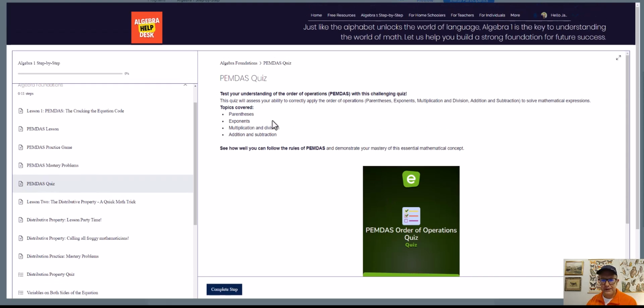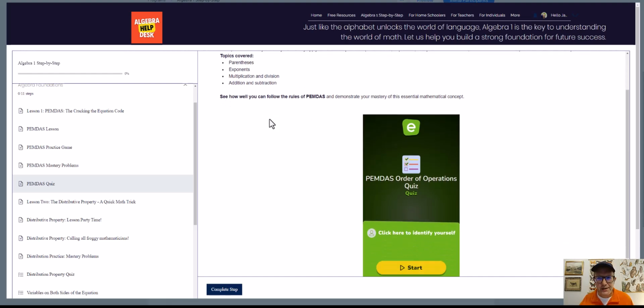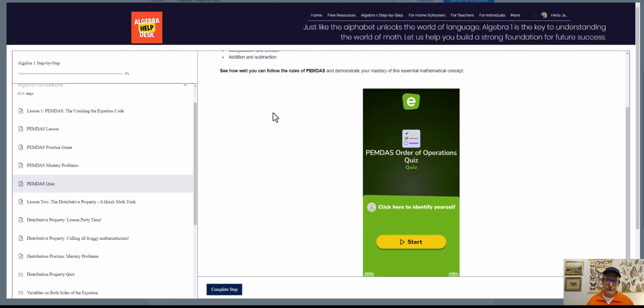So in this quiz here, it's PEMDAS. The topic's covered, and we tell you what we're covering here: parentheses, exponents, multiplication, division, addition, and subtraction. So now we're going to just see how well you know it. Before you take the quiz, make sure that you know it. If you need to go back and do some more online practice, do that. If you need to rewatch the video, do it. There's no real time limit.